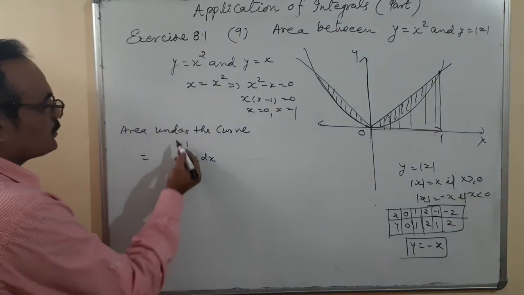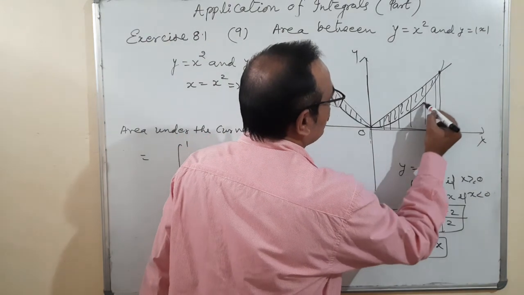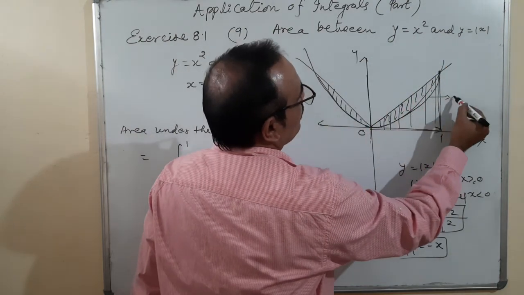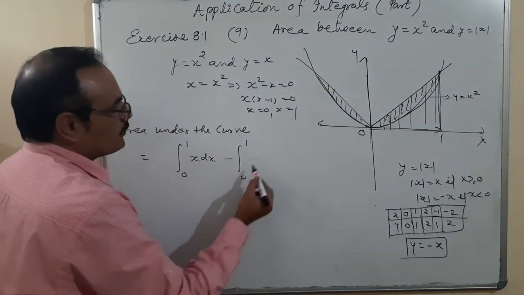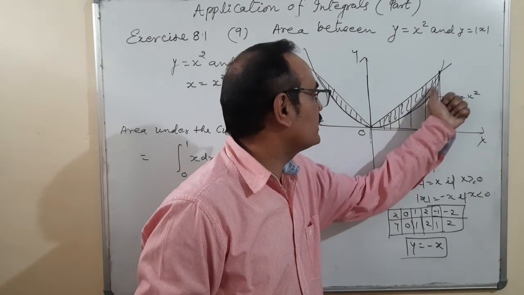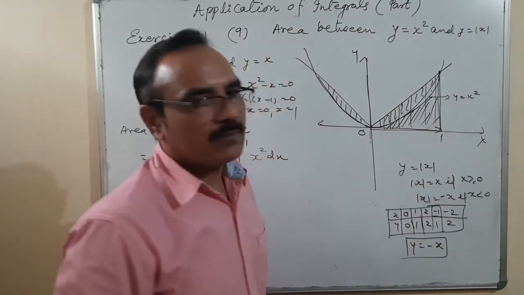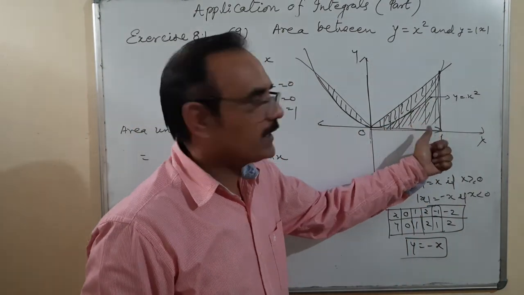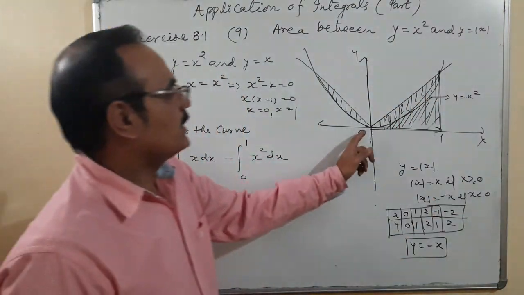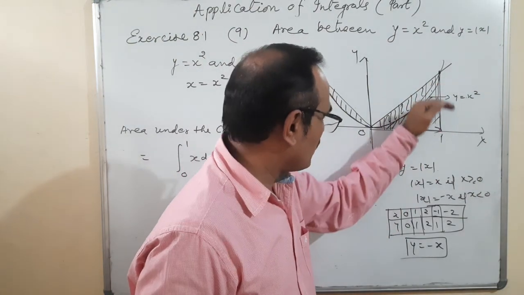So what should be done? Limit 0 to 1 x dx minus limit 0 to 1. Now I am using the equation of this curve, y is equal to x square. So I'll put x square dx. The second time, limit 0 to 1 of the equation of this, that means we are getting this area. So from the entire area we subtract this area. Remaining area is this area which we want to find out. First limit 0 to 1 complete area minus limit 0 to 1 area of this portion down below.